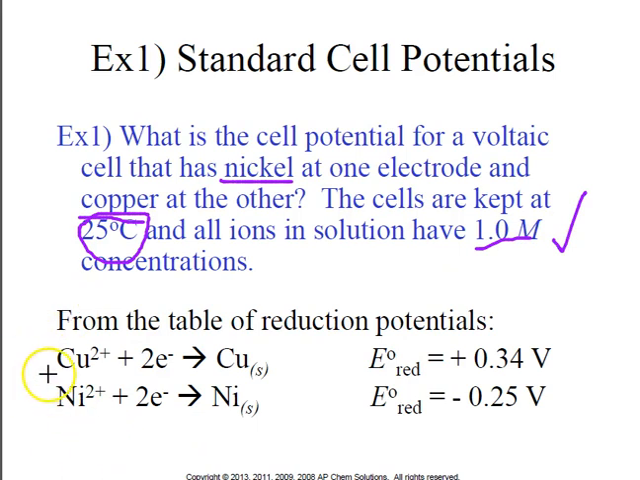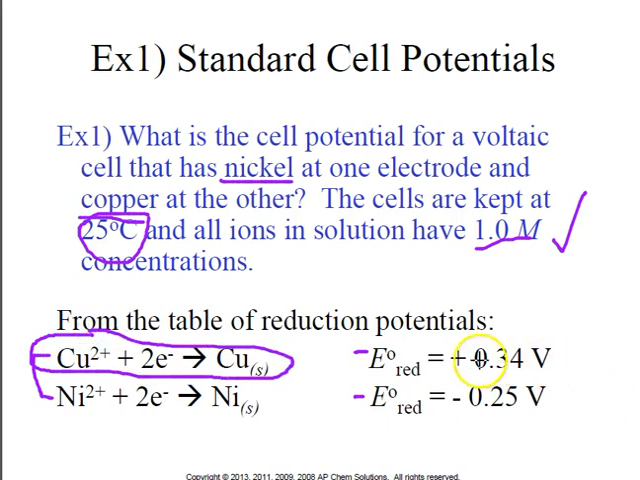Alright, so from the table they pulled the copper and the nickel, and these are the two reduction potentials. So based on this, which of these do you think will be reduced? The copper has the most positive cell potential, so it will be reduced. So there is the force with which it's going to attract those electrons. The nickel, however, is going to be oxidized.